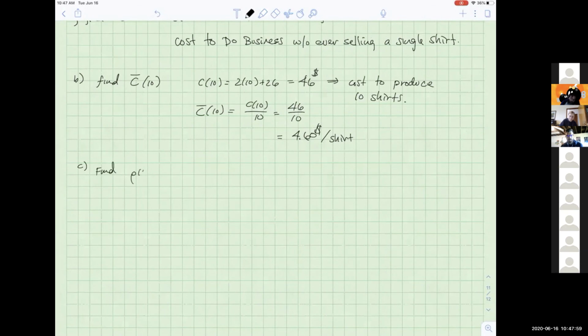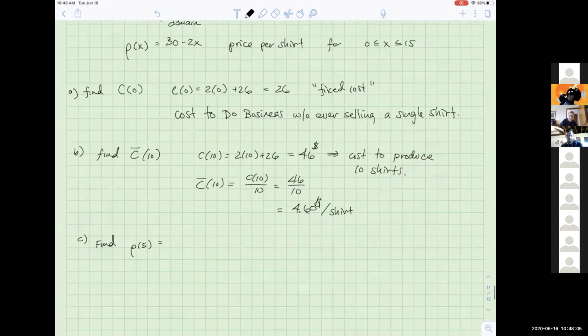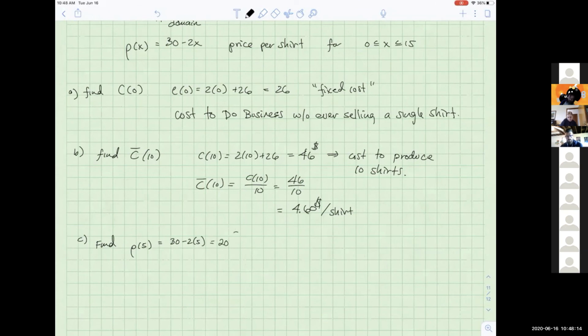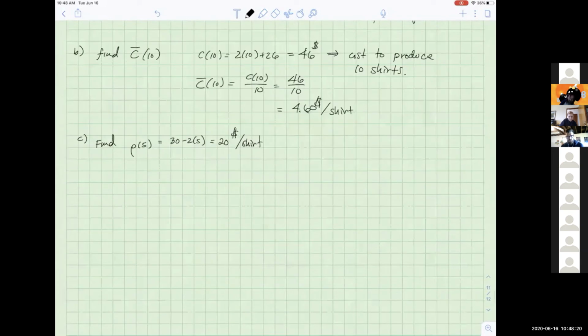Find and interpret R of 5. Well, R of 5 is 30 minus 2 times 5, which is equal to 20. Now, this is also in dollars, but it's dollars per shirt. If someone buys 5 shirts, we price them at $20 each.